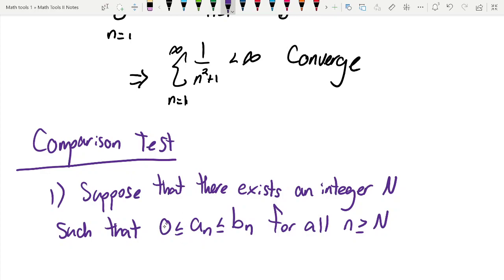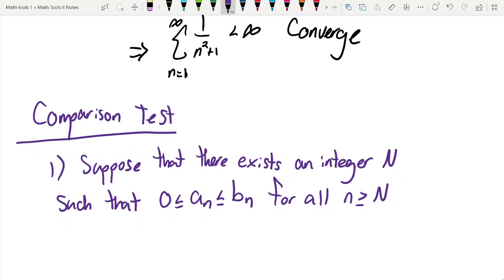So the terms need to be positive. That's what a sub n greater than or equal to 0 implies. But then a sub n is also less than or equal to b sub n for all n past a certain point. Just like we've seen before, this inequality doesn't need to hold for every single n, but it has to from some point onwards, whether that's the first number or the millionth number, somewhere between N and infinity, it needs to hold.